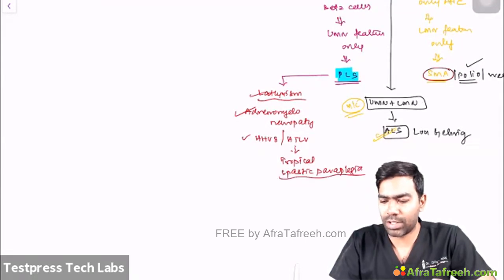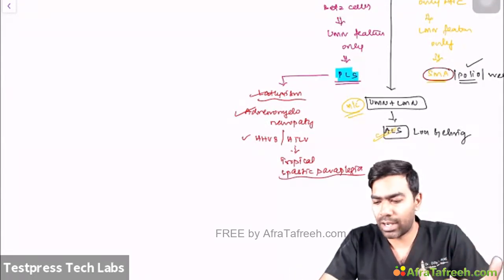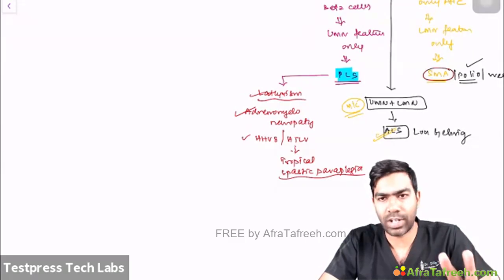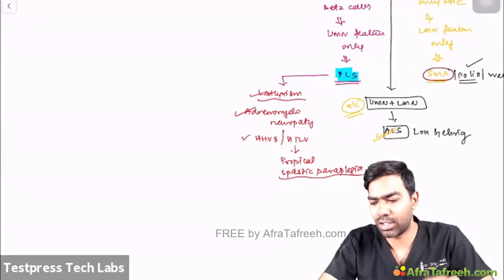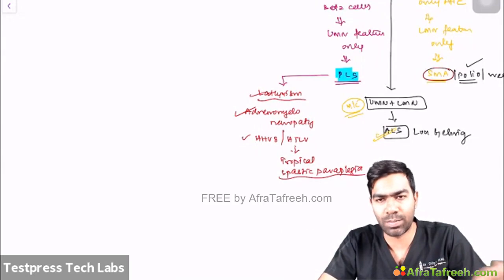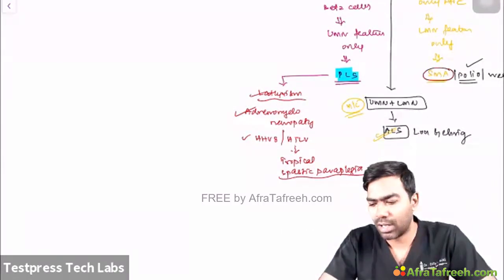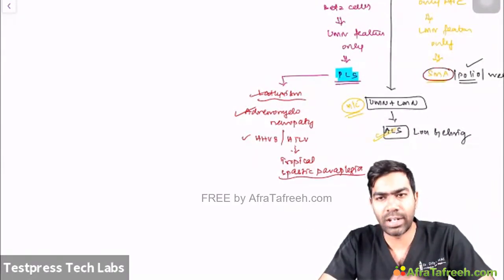And these are common disorders. So lathyrism, adrenomyeloneuropathy, HHV8, and HTLV, that is human T cell lymphotropic virus, which produces a typical disorder called tropical spastic paraplegia. So these are the differential diagnoses, the more common ones.